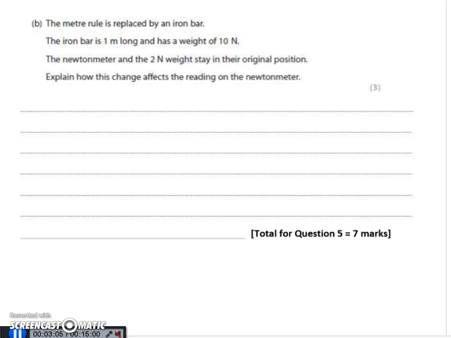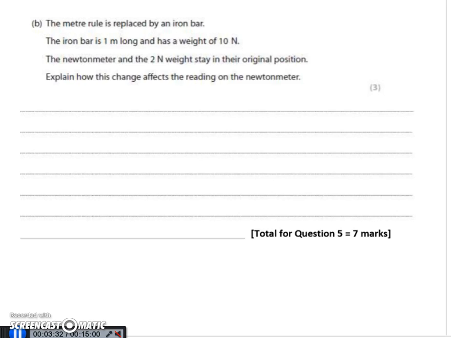Now the iron bar is the same 1 meter across, but this time it's a weight of 10 newtons. Now last time we could ignore the weight of the metal ruler because it was so small that we didn't have to consider it. Now we do. Now the Newton meter and the 2 Newton weights stay in their original positions, so we're not altering the distances at all. But you've got to explain, you don't have to do the maths here, but you can explain how this change affects the reading on the Newton meter.